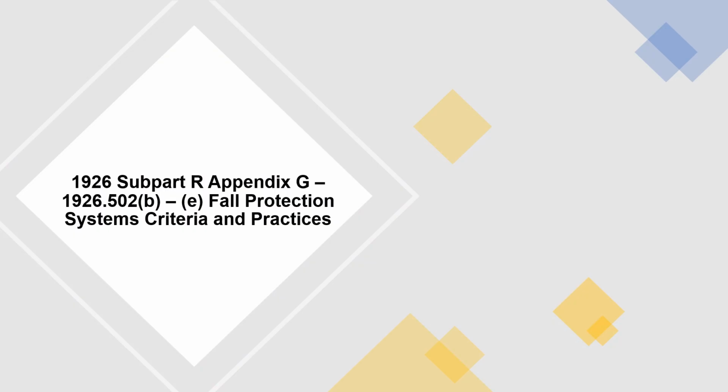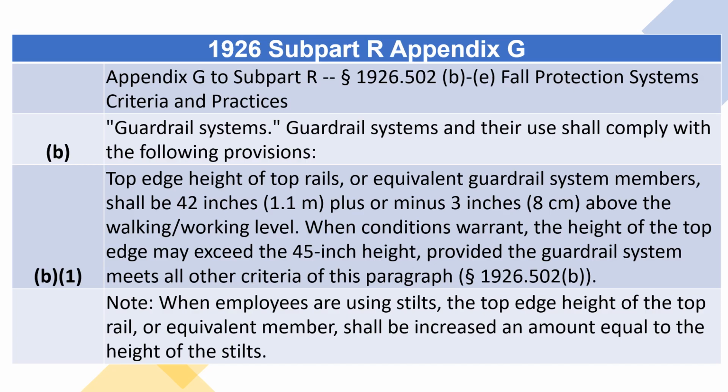1926 Subpart R Appendix G, 1926.502 B, E, Fall Protection Systems Criteria and Practices. Appendix G to Subpart R Section 1926.502 B, E, Fall Protection Systems Criteria and Practices. B. Guardrail systems. Guardrail systems and their use shall comply with the following provisions. B.1. Top edge height of top rails, or equivalent guardrail system members, shall be 42 inches, 1.1 meters plus or minus 3 inches, 8 centimeters above the walking/working level.